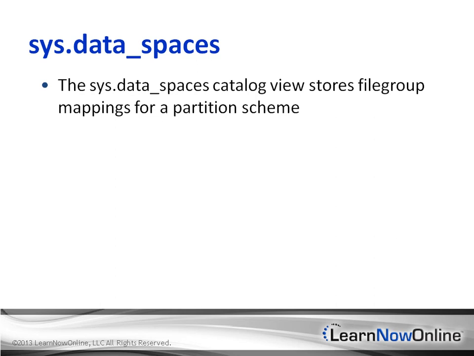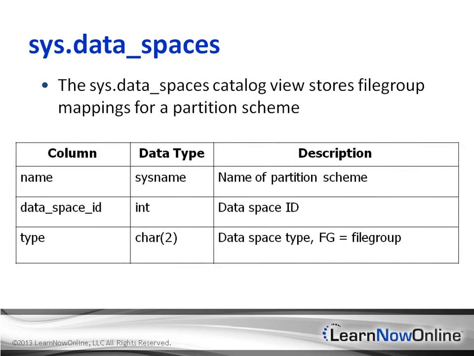Finally, if we want to discover information about the file group mappings for a particular partition scheme, we can use the data spaces catalog view. It will return to us the name of the partition scheme, the data space ID, and the file group type. It'll indicate by having a type of FG that it's a file group. So let's go ahead and take a look at some examples of using the catalog views.